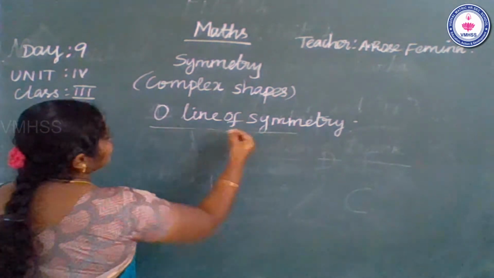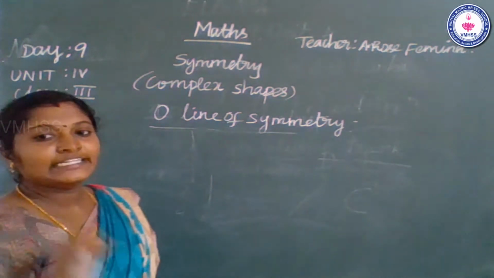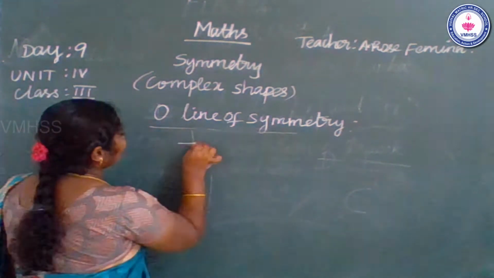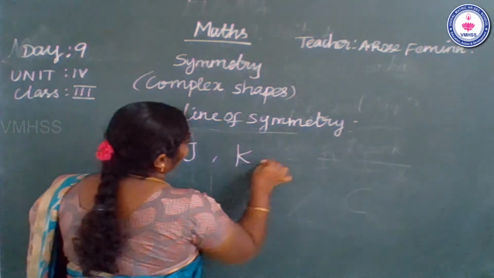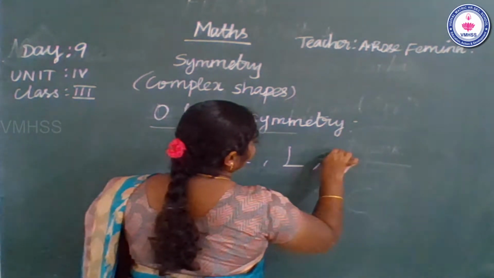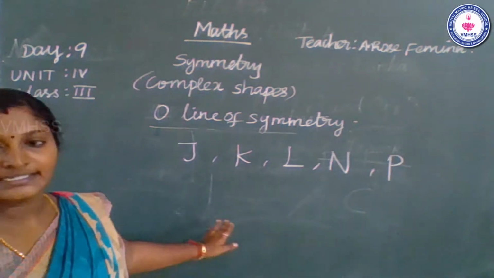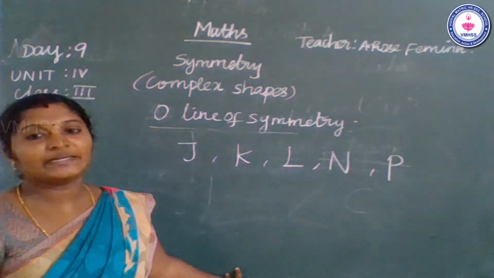Zero line of symmetry. So what are the letters? J, K, L, N, P. Okay, ma, so these letters have zero lines of symmetry.